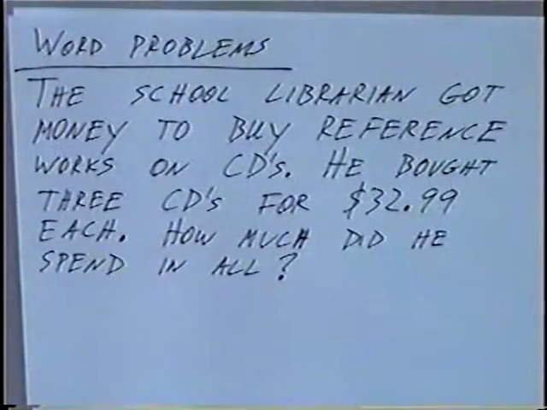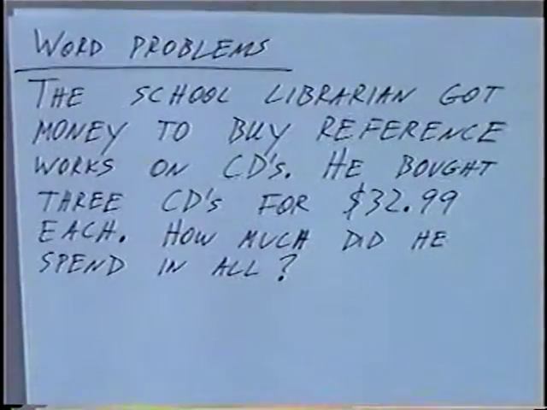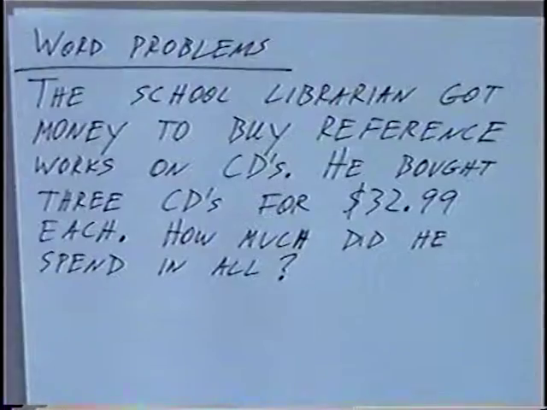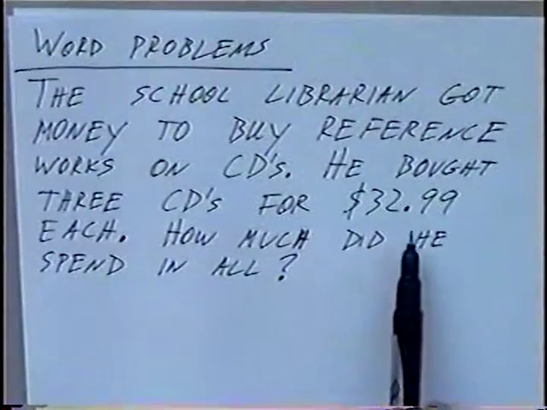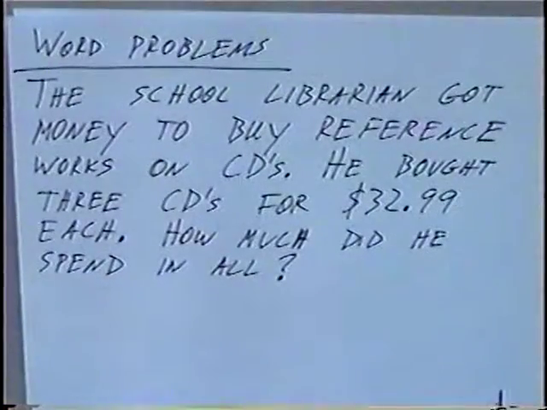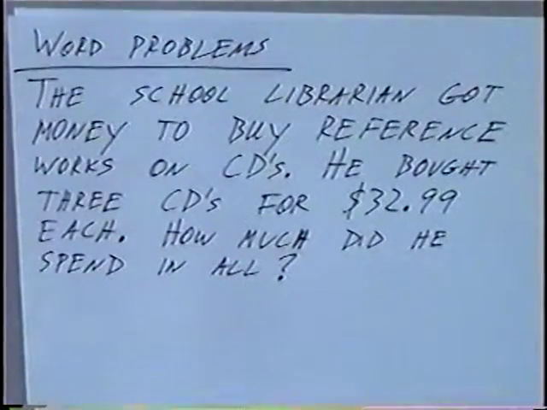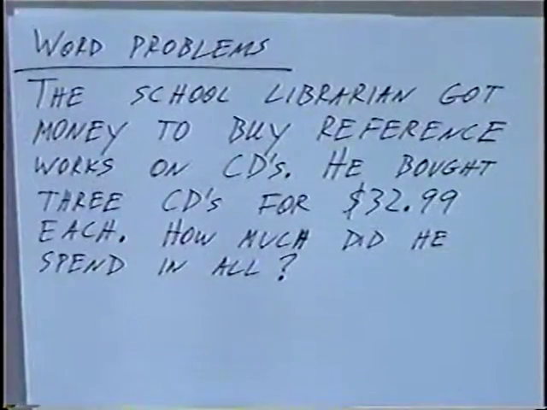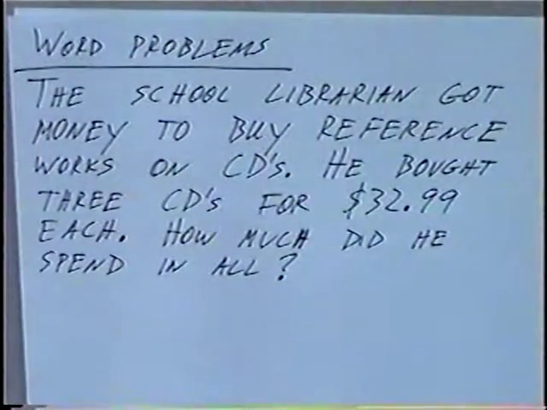This word problem says the school librarian got money to buy reference works on CDs. He bought 3 CDs for $32.99 each. How much did he spend in all? There are 2 ways to solve this word problem. Since he bought 3 CDs at $32.99 each, you could add 32.99 that number 3 times, and you get the answer.